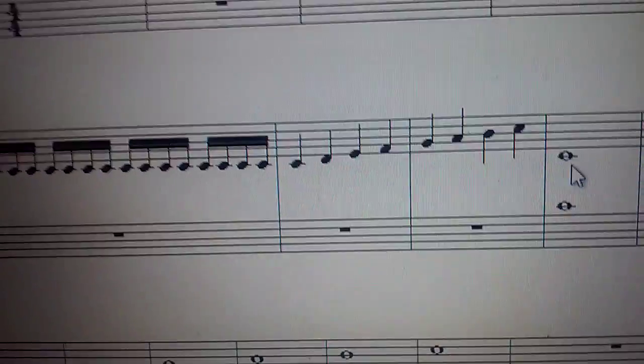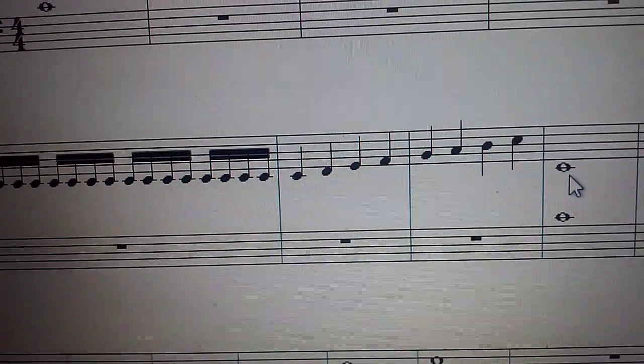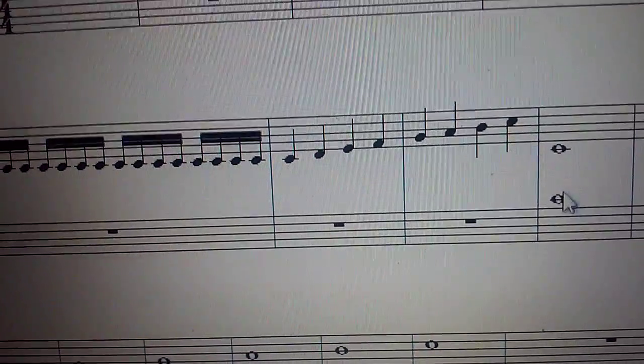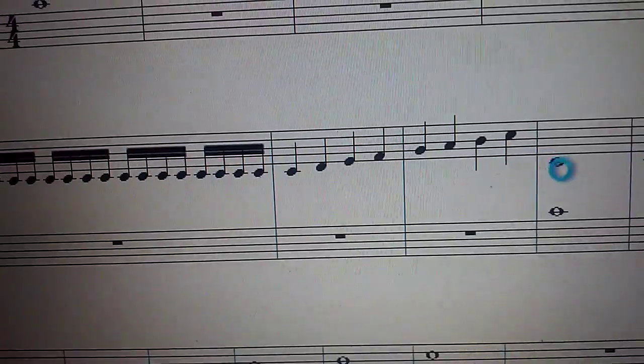Well, not two people, because that's beside the point. There's two voices singing the same pitch. That would be called a unison.